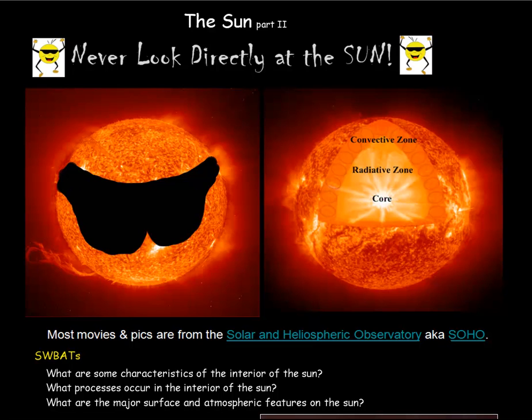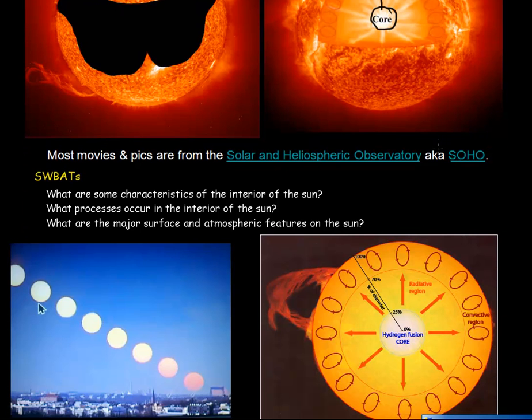Today what we're going to be talking about is more like the interior of the sun, sort of what this picture has been showing you since we started. We're going to start talking about the core. We're going to work ourselves out around the radiative zone, through the convective zone, through the photosphere, through the chromosphere, and then right into the corona. Once again, SOHO provided most of the images in this presentation. You can look up Solar and Heliospheric Observatory or just Google SOHO and see lots of images.